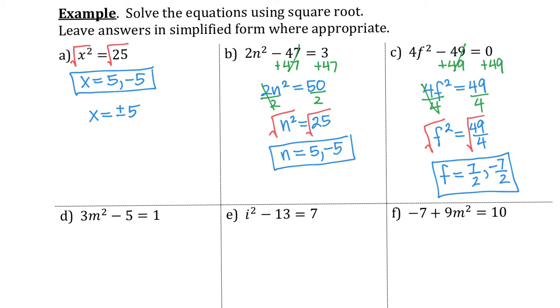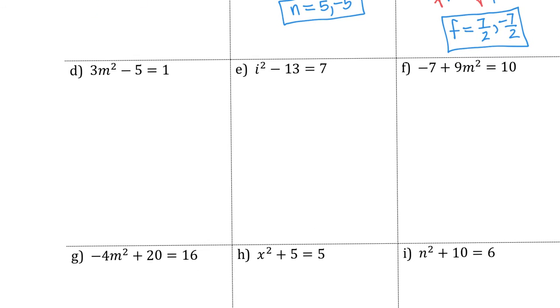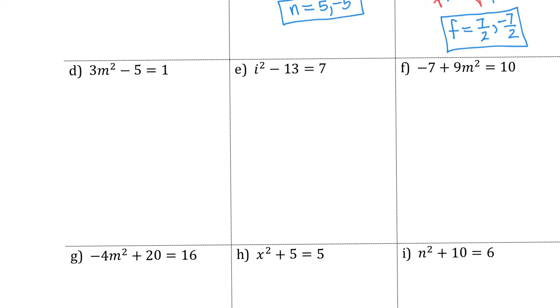Okay, we're going to keep going. This is the basic strategy we're going to use for all of them, but for the next row, we're going to get irrational solutions. So for D, it's 3m to the second minus 5 equals 1. So just solve like normal until I isolate the m squared.